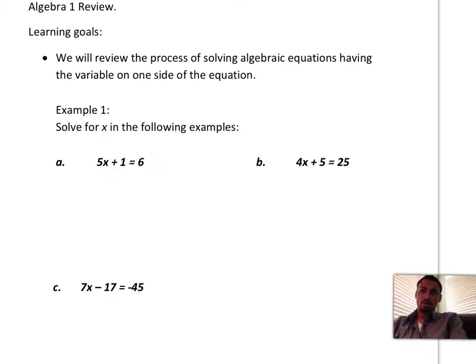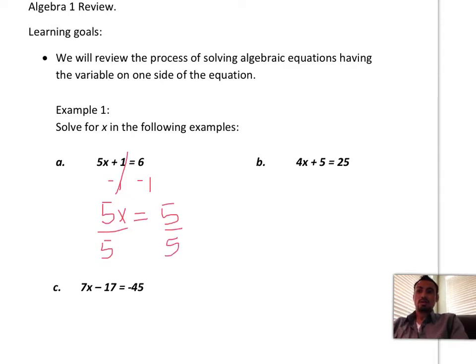We have a positive 1, so we do the opposite, which is subtract 1 from both sides, okay? And plus 1 minus 1 goes away, and then we're left with 5x equals 6 minus 1, which is 5. Now, the last step is divide by 5 on both sides, and we find that x equals 1. And that's our solution, okay?